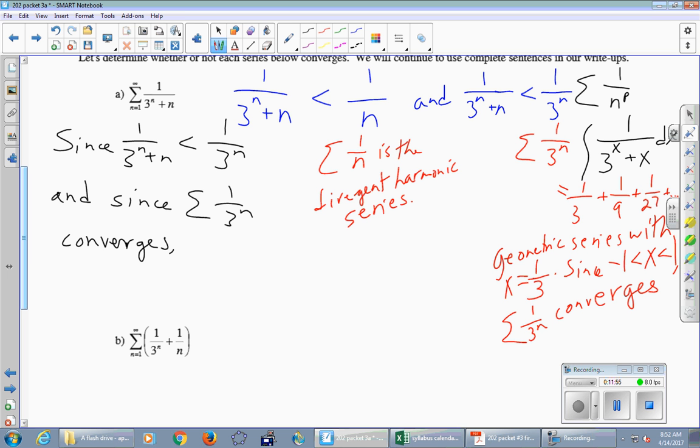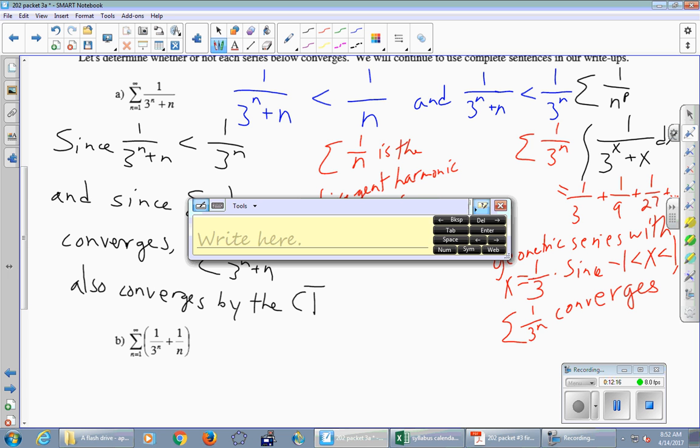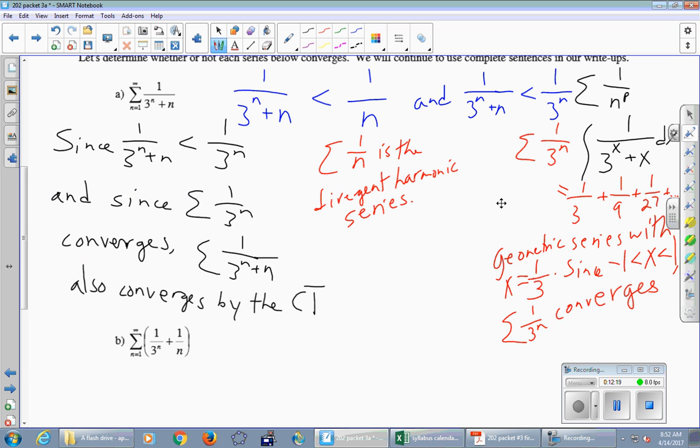What do we conclude about the original series? What does it do? Also converges. The sum of 1 over 3 to the n plus n also converges by the comparison test, so named because we did a comparison, right? That's what the inequality was. We compared our terms to the terms in a series that was easier, that we knew about. That's it.